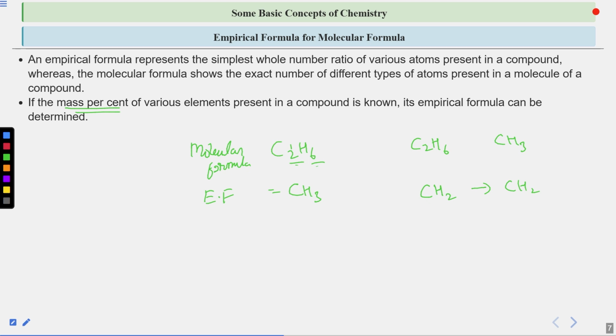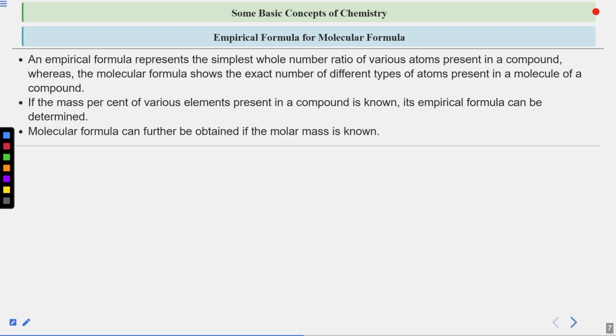Now, coming back to our point, if you are aware of the mass percentage, then you can easily calculate the empirical formula. Let's see how we can do it. And further, apart from the mass percentage, if you have the molar mass also, then you can know the molecular formula as well. So what should I repeat, Nandini?